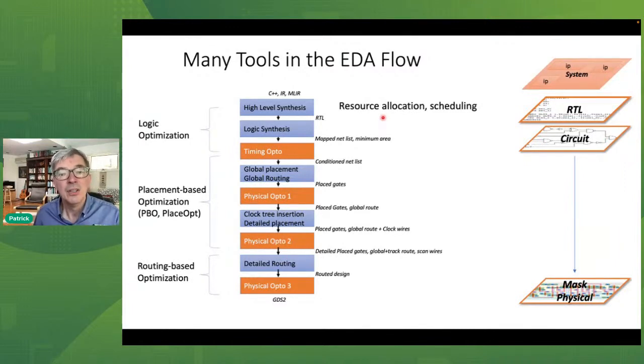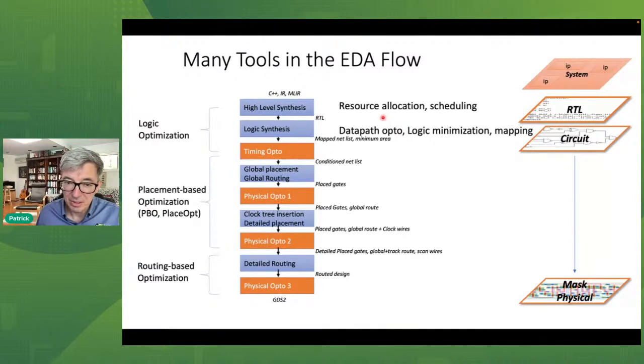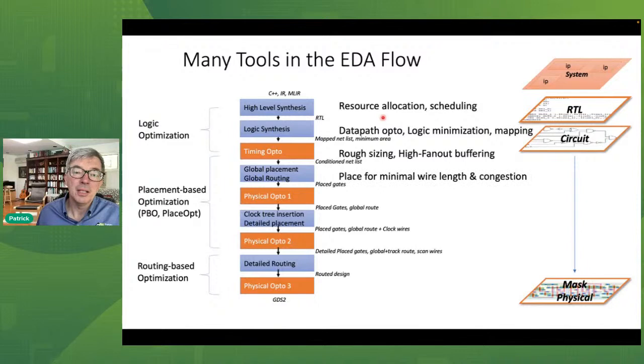So quickly, how we go there: we go from high-level synthesis, which does resource allocation, decides how many adders we want, and schedules operations to clock cycles. Logic synthesis goes from RTL into a mapped netlist with some minimizing of area. Then we go to some optimization, that's basically to improve the timing. Then we go into a placement step and also a global routing step. Then we again do some optimization, sizing and buffering.